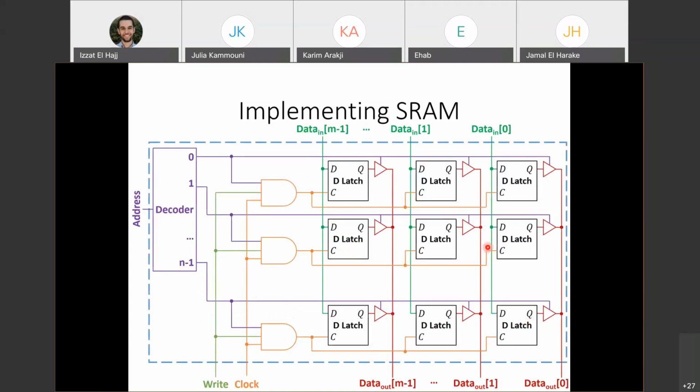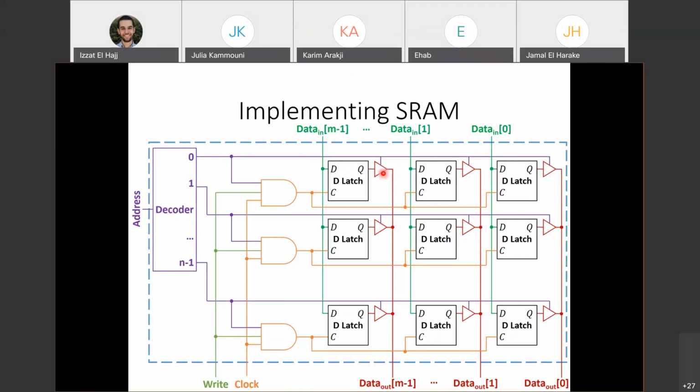This is a diagram of how we implemented the SRAM. We had rows of latches, and then we had a decoder that took the address we wanted to read or write from. If we're reading, the decoder would enable the three-state buffers for the corresponding row. So if we're reading from row 1, the three-state buffers for the latches of row 1 will be enabled, and that way we will read the values stored at row 1. All the other three-state buffers will be disabled.